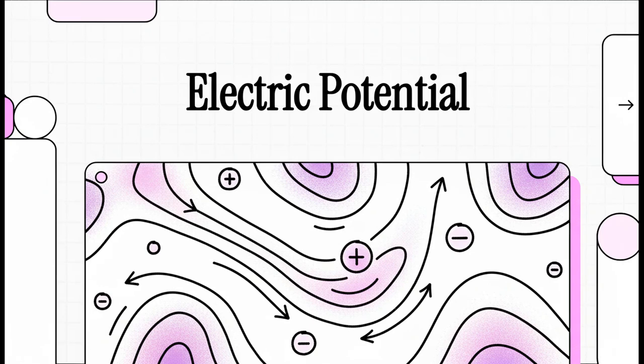Hey everyone, and welcome. Today we are diving deep into one of the most important and maybe one of the most misunderstood ideas in all of electricity: electric potential. You can think of it as this invisible landscape that tells every single charge where to go. And honestly, if you can grasp this, you're going to understand how so much of our world actually works. So let's get into it.